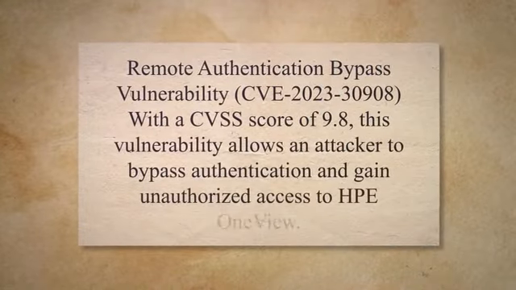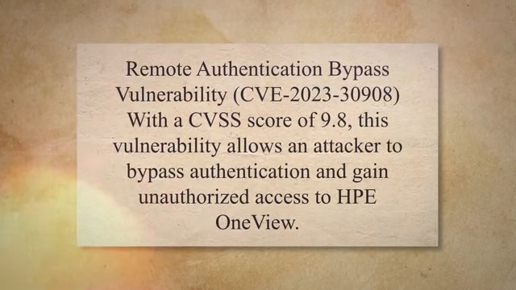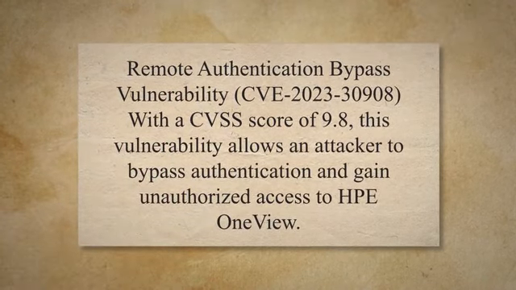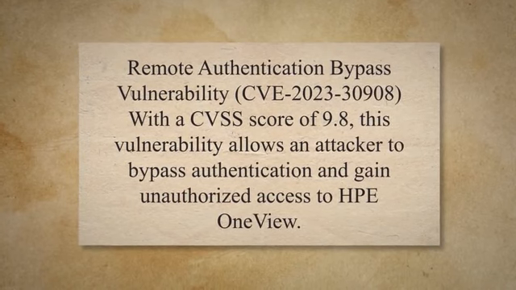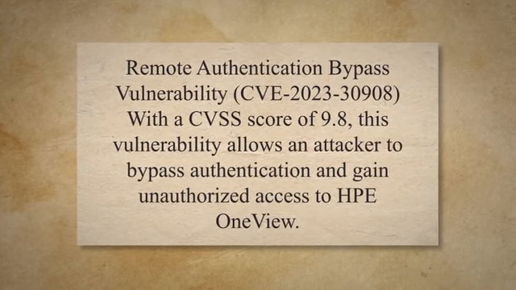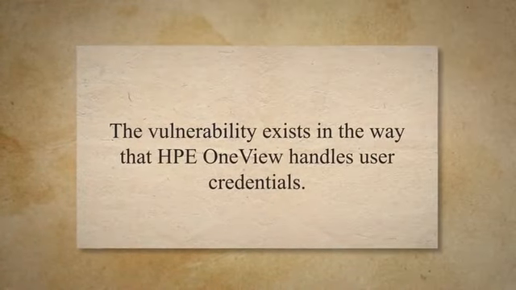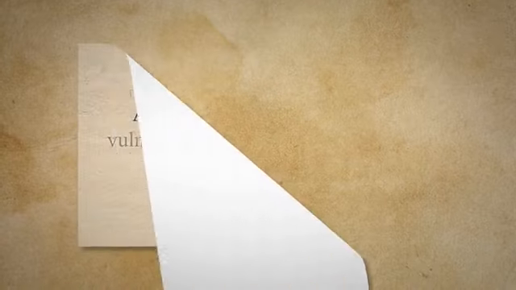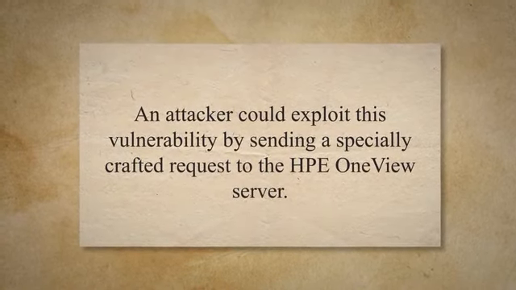Remote Authentication Bypass Vulnerability, CVE-2023-30908, with a CVSS score of 9.8. This vulnerability allows an attacker to bypass authentication and gain unauthorized access to HPE OneView. The vulnerability exists in the way that HPE OneView handles user credentials. An attacker could exploit this vulnerability by sending a specially crafted request to the HPE OneView server.